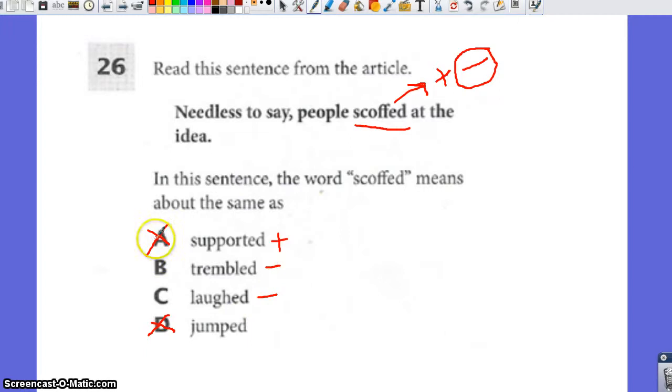So I was able to use process of elimination, and I was able to break it down to just 2 choices, which means I have a 50% chance of getting this question correct. And now I'm going to guarantee I get it correct by going back into the paragraph and finding the entire context, because this sentence alone is not enough. Now, when I go back into it, I know that if you're scoffing at something, you're laughing at it. That's what the people were doing.